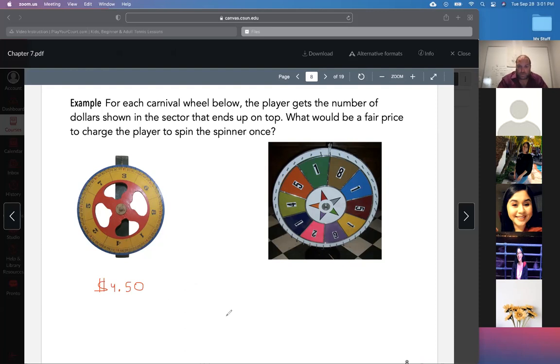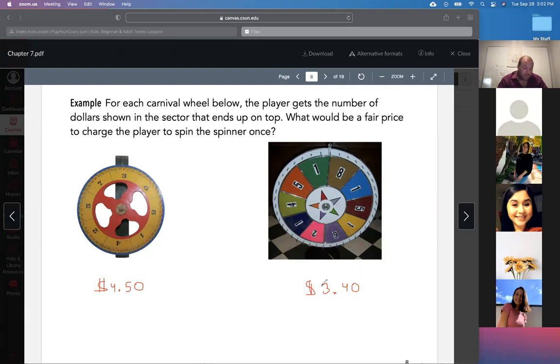What about the one on the right? What would be the fair price for this one? $3.40. $3.40. It's good. Very quick. $3.40. So what would I charge here to play? Probably no more than $4.